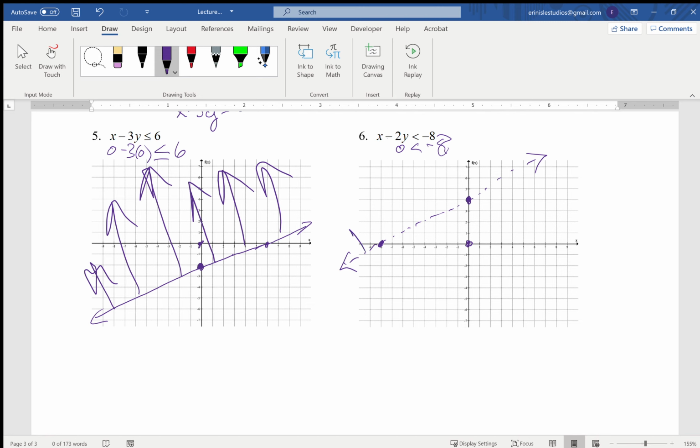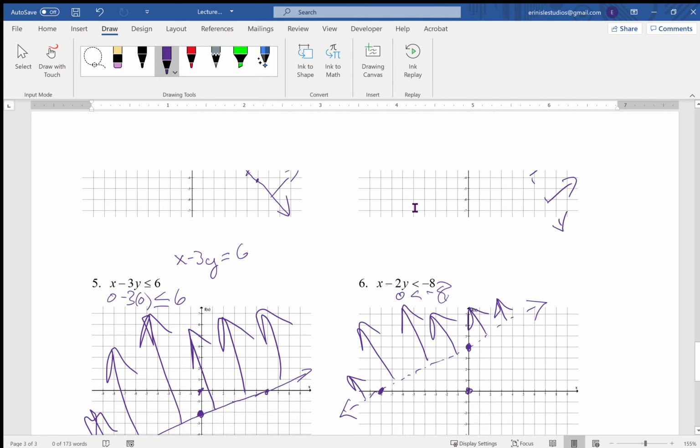So we do not graph the side that has the origin. Instead, we shade the other side. There we go. All right. Not too bad, and that's the end.